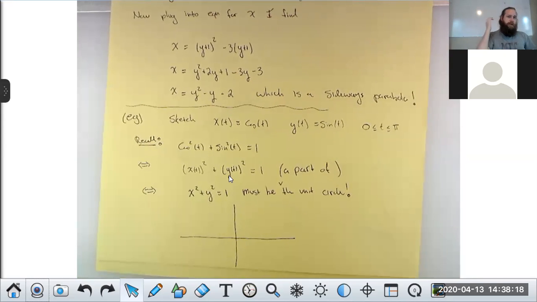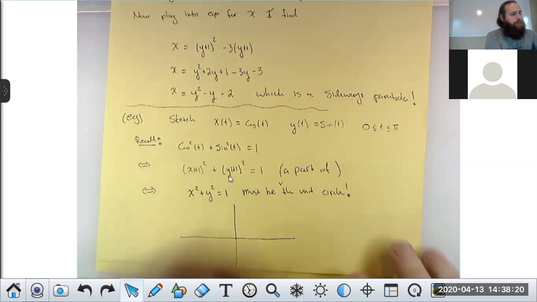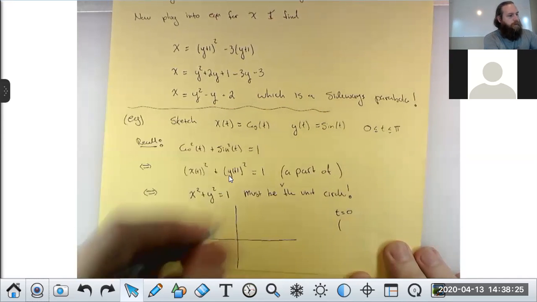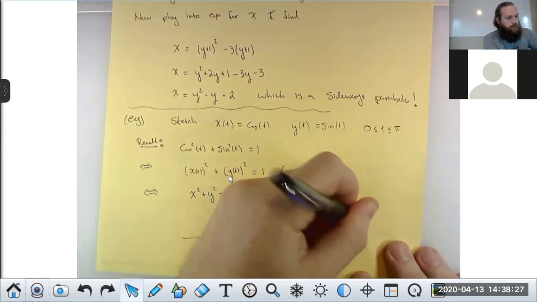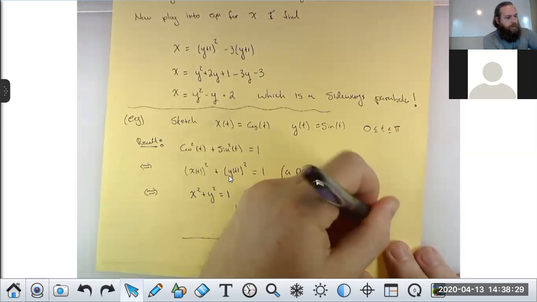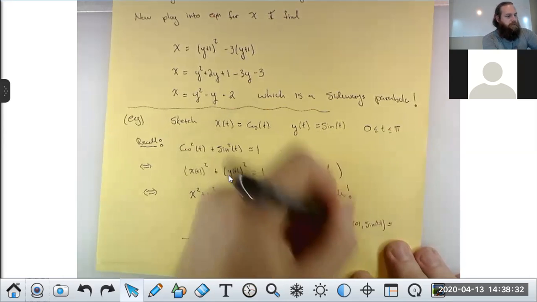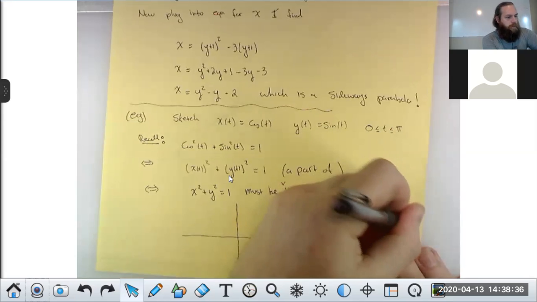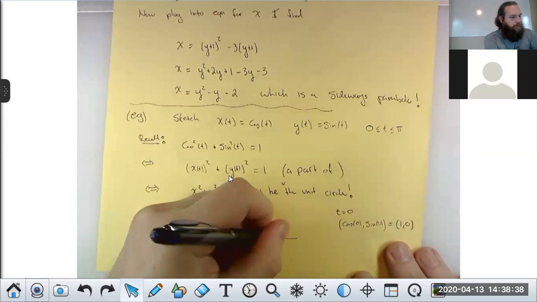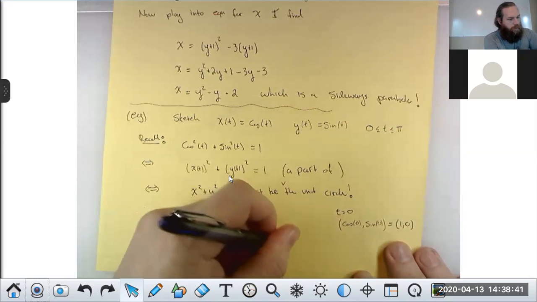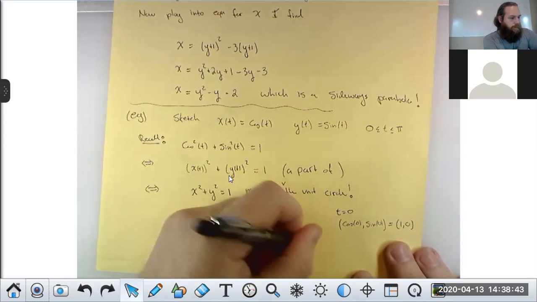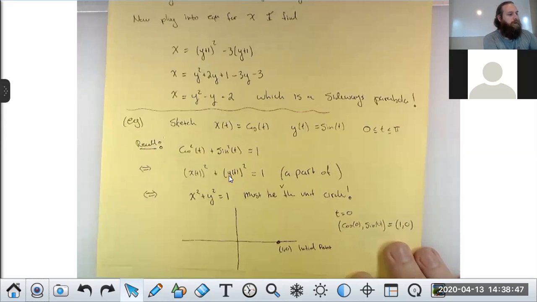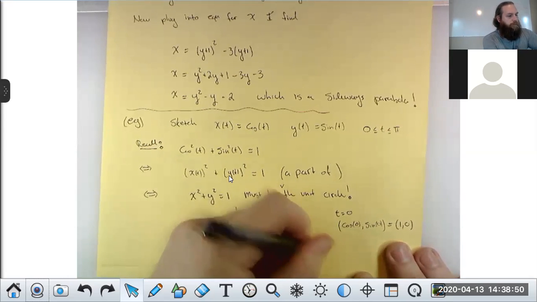And to figure out exactly which part and how much, I should graph the initial point. So when t equals 0, what point are we at? We're at cos 0 comma sine 0, because x of t is cosine t. Cosine of 0 is 1. Sine of 0 is 0. So my initial point is right here. That's the point associated with t equals 0.